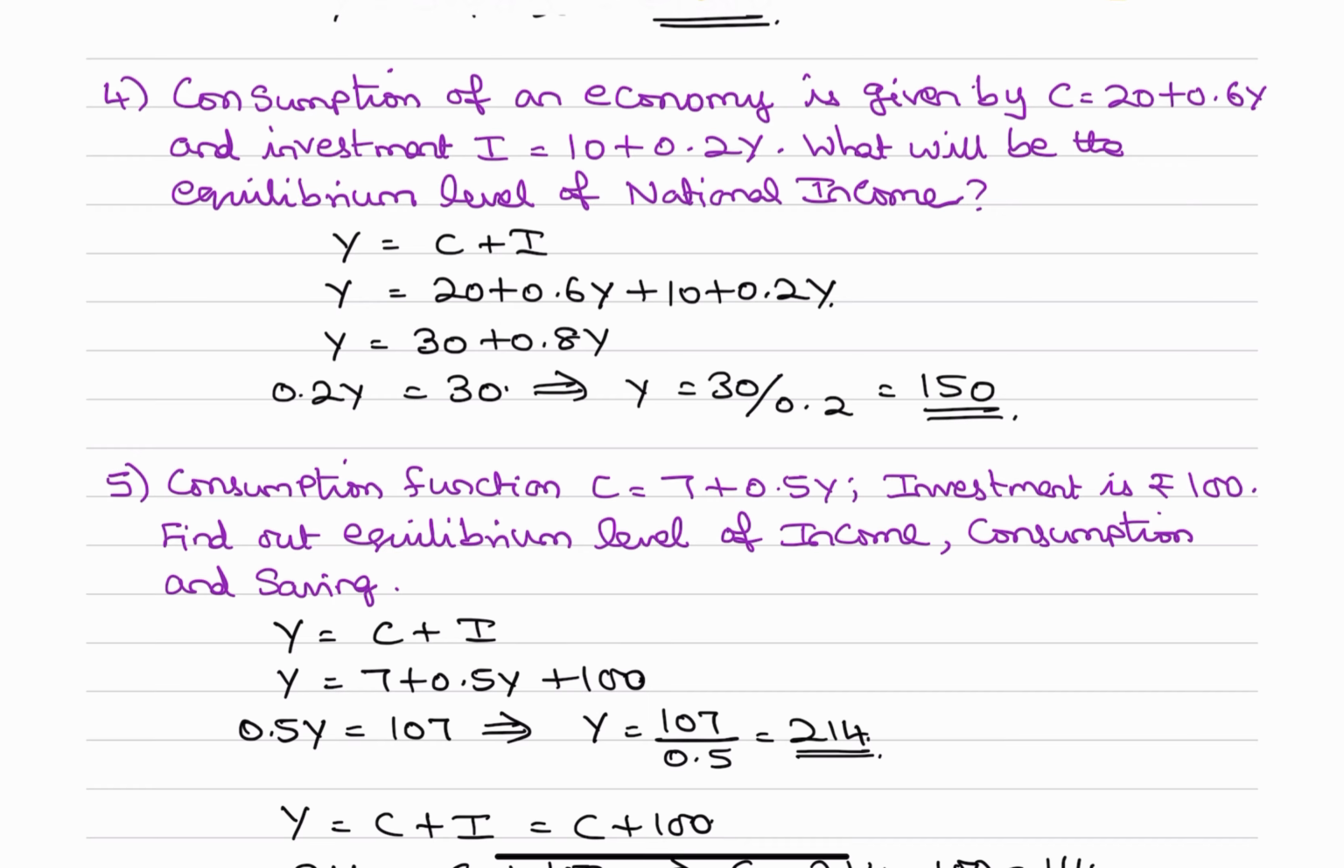Substituting the functions, we get Y is equal to 30 plus 0.8 Y. Then substituting the values, 0.2 Y is equal to 30. Y is equal to 30 divided by 0.2, that is 150 is the answer. Then fifth one.